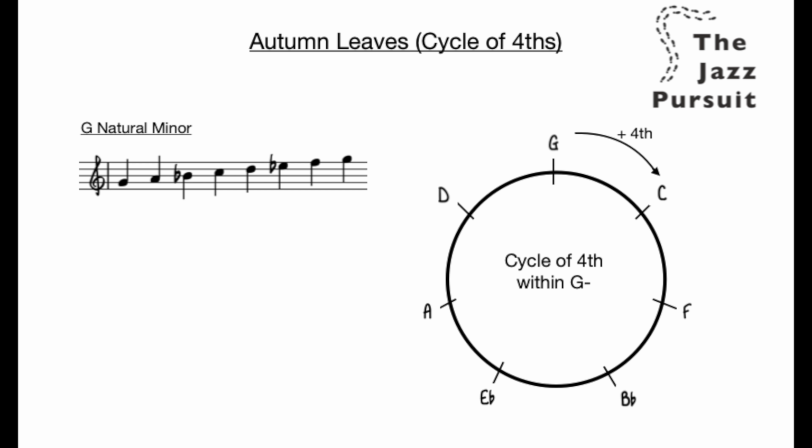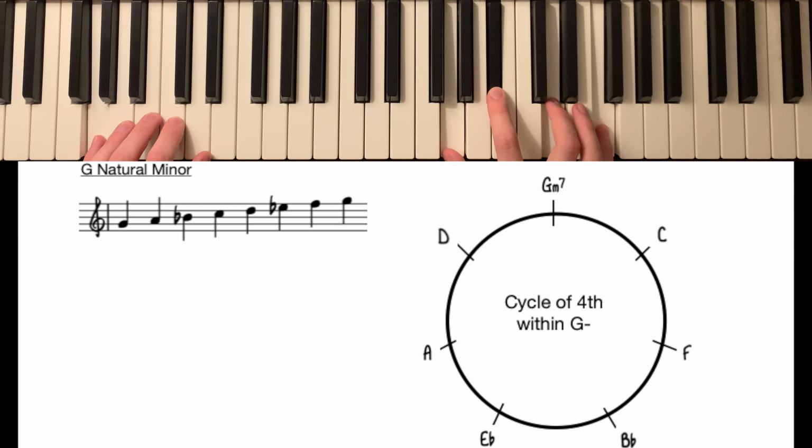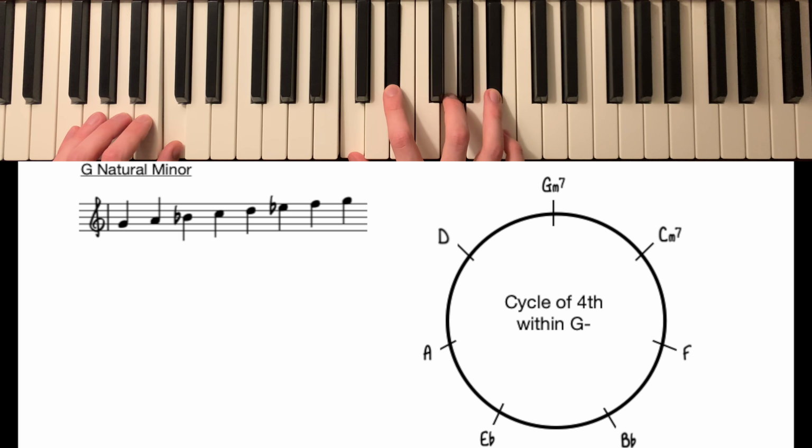The next step, like in Fly Me to the Moon, is to build these chords using the notes from our G minor scale. So, for example, our 1, 3, 5, 7 starting on G will be G, B flat, D, F. This is G minor 7. Or our 1, 3, 5, 7 starting on C will be C, E flat, G, B flat. This is C minor 7.